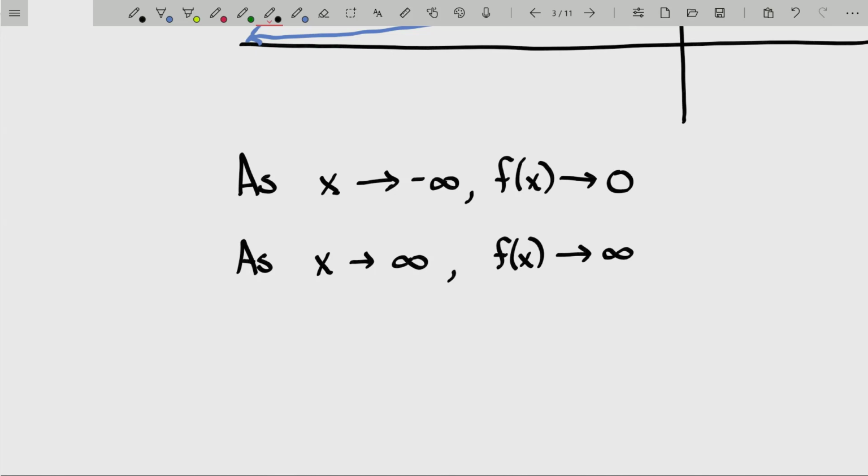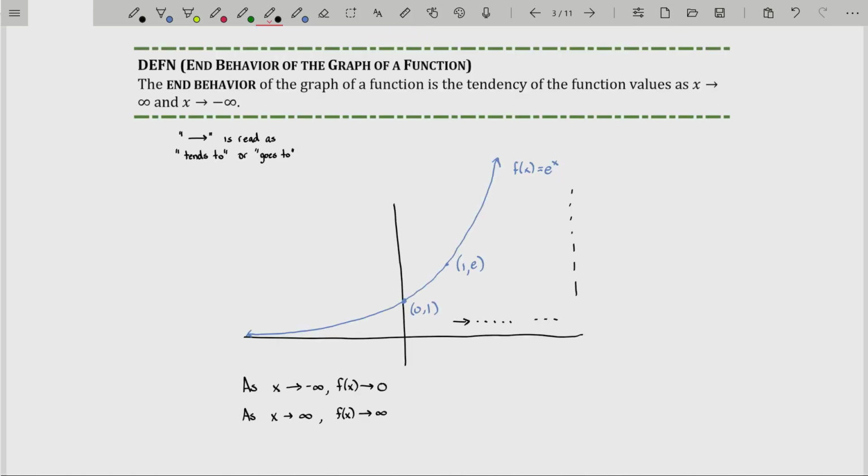Little aside here, infinity is a concept. It's not actually a number. And so you can't say f will equal infinity. That's not true. It will approach infinity. Just like x cannot equal infinity. That's a concept. It will approach infinity. So there you have it. That's kind of the discussion about what end behavior is in general.